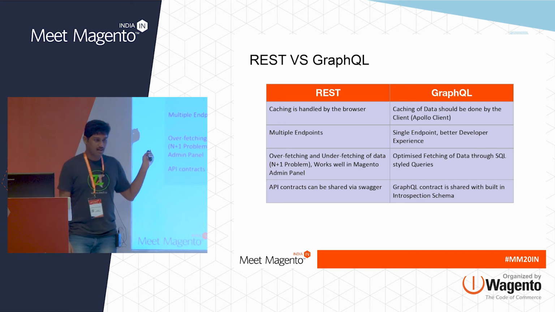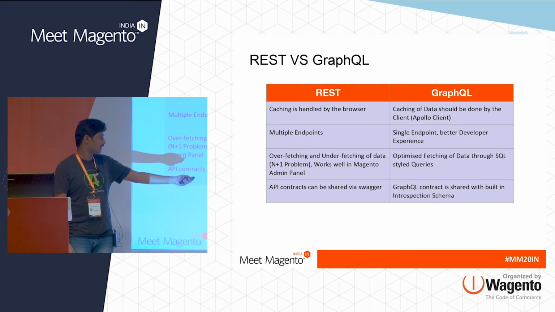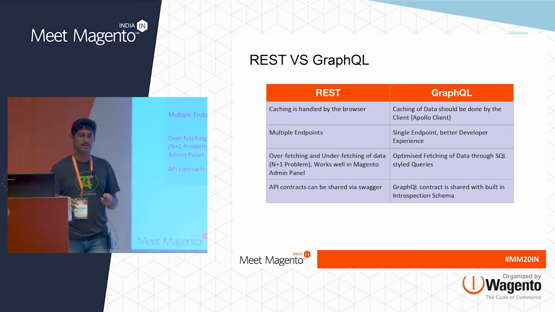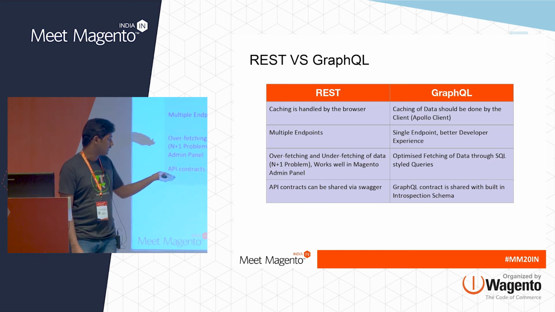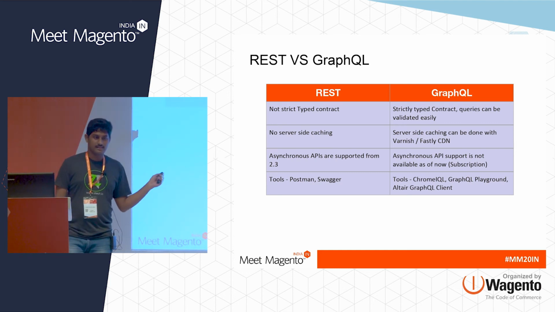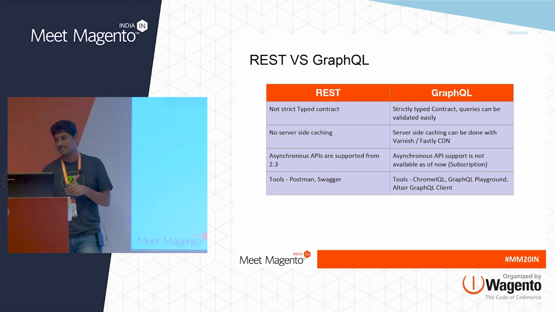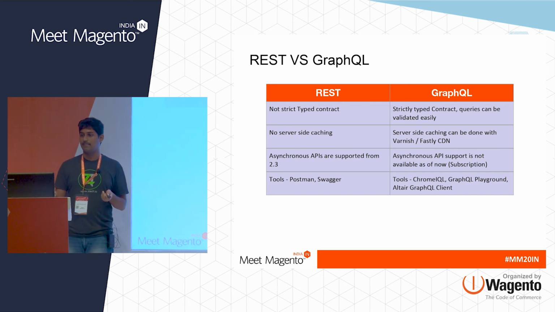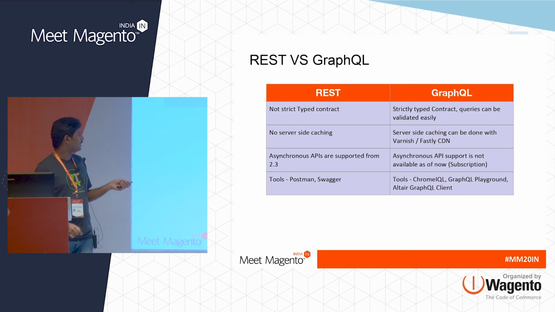And as I already said, API contracts can be shared through Swagger, and GraphQL has inbuilt support for sharing the API contracts. It is the introspection schema. REST doesn't have a strict type of contract, but GraphQL has a strict type of contract. You hit the API and you have to give an int for whatever is mentioned, but you can give anything in REST.